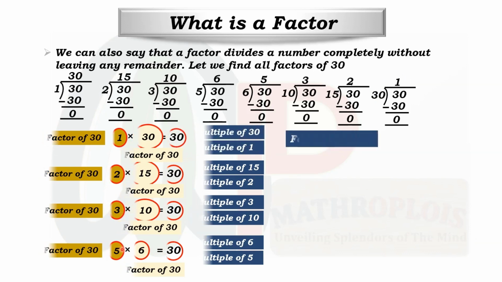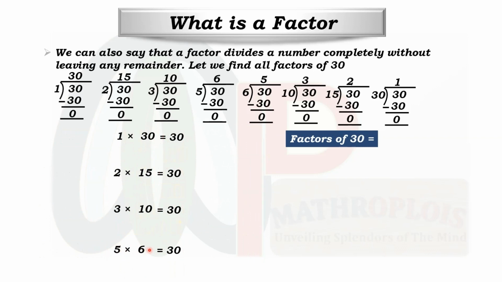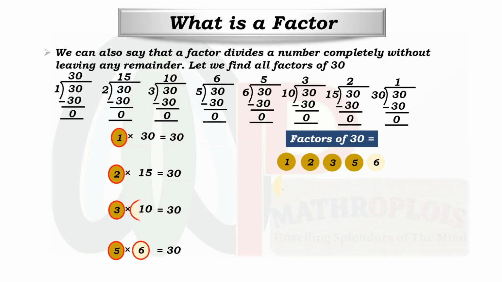All possible factors of 30 are 1, 2, 3, 5, 6, 10, 15, and 30.